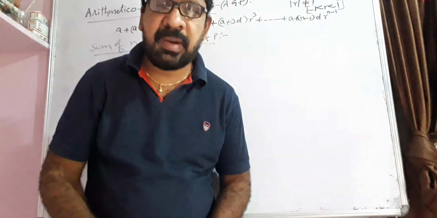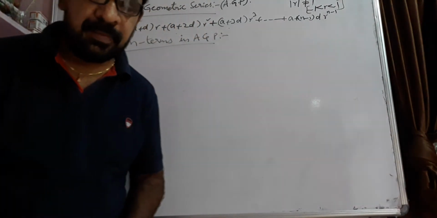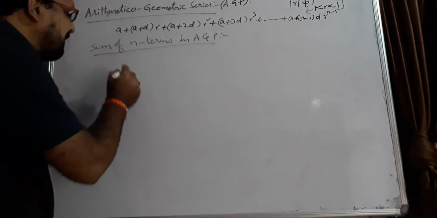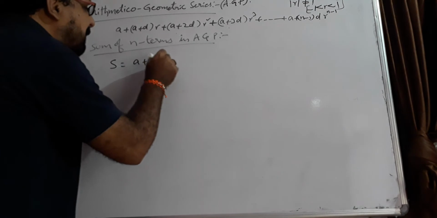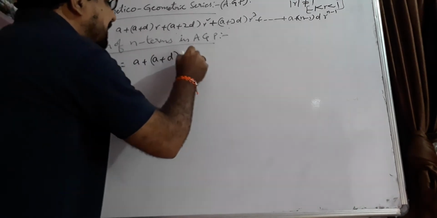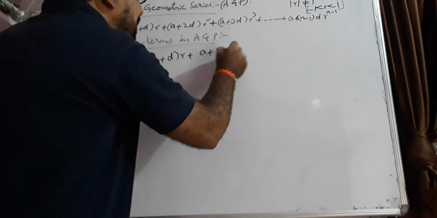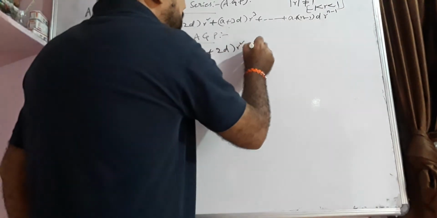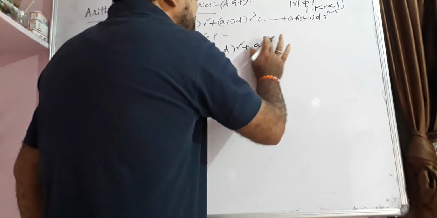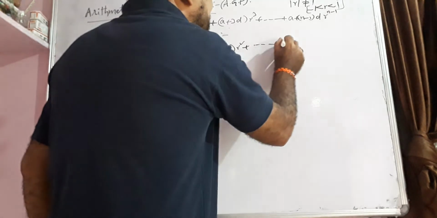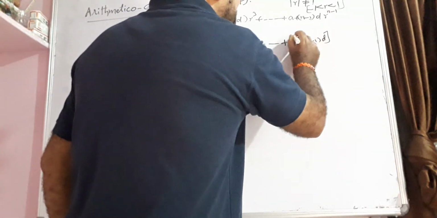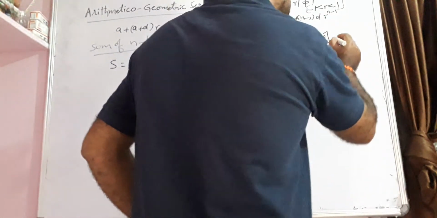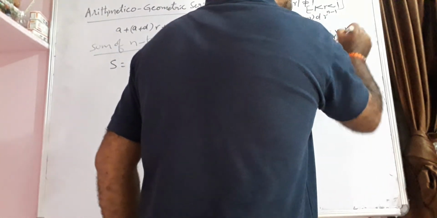Next we will discuss the sum of n terms in AGP. For the sum of n terms in AGP, first we have to write the AGP. S is equal to a plus d into r plus a plus 2d into r square plus a plus 3d and so on, plus a plus n minus 1 into d of r power n minus 1.